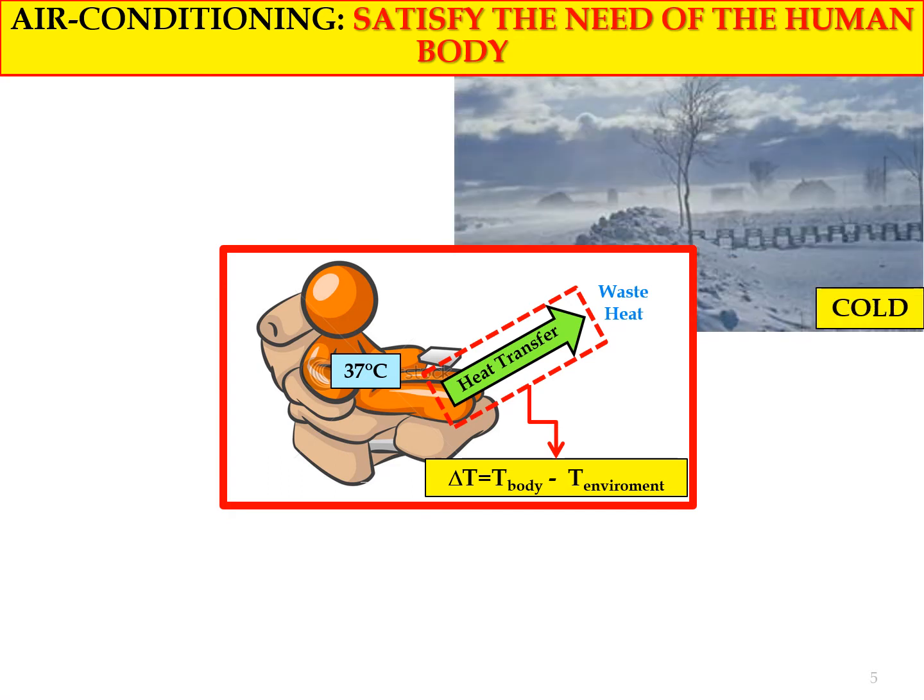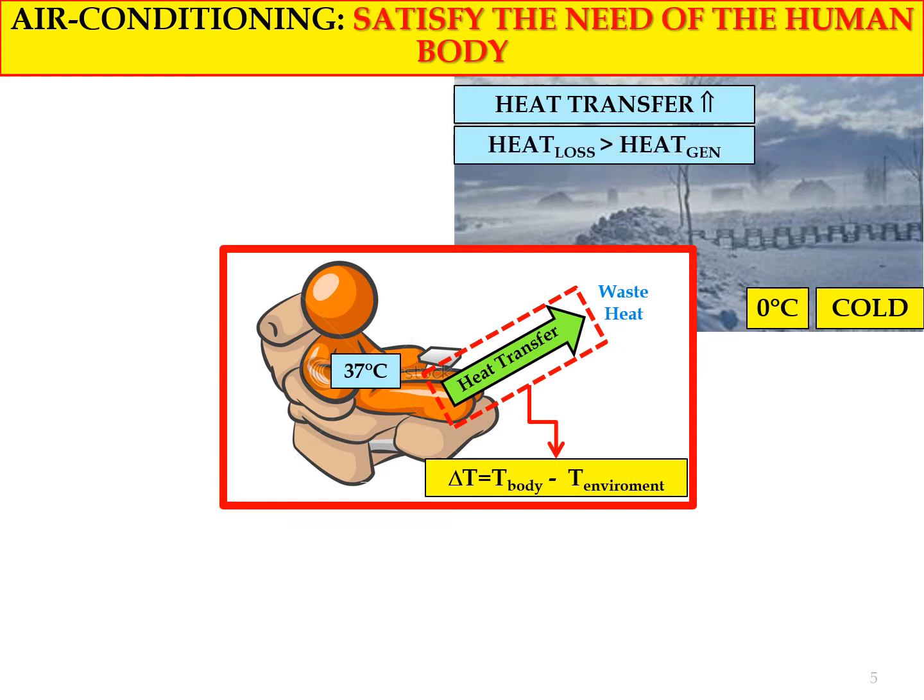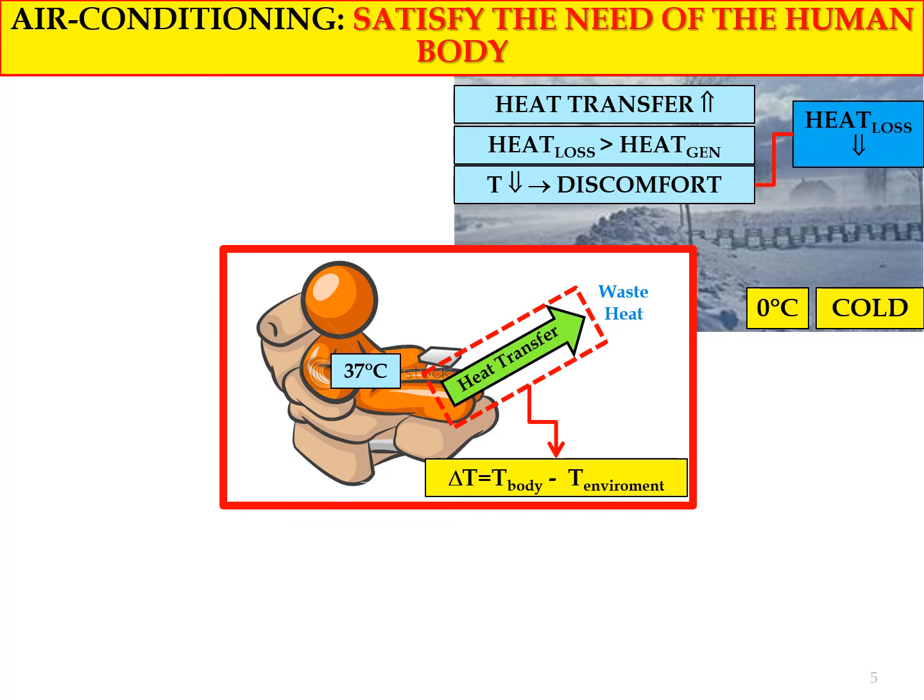So let's say we have a cold place and this guy is sitting in the cold place. The temperature is 0 degrees Celsius. So the heat transfer will be higher because the temperature difference is extremely high, 37 to 0 degrees Celsius. So the heat loss from the body is higher compared to the heat generated by the body. The temperature of the human will go down extremely fast, and the human will feel discomfort in the room. So in order to control this, we need to reduce the heat loss and increase the heat generated.